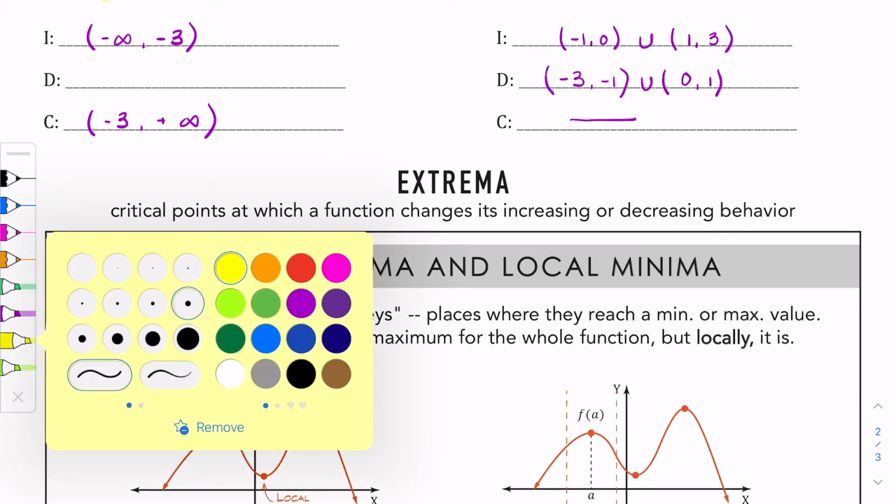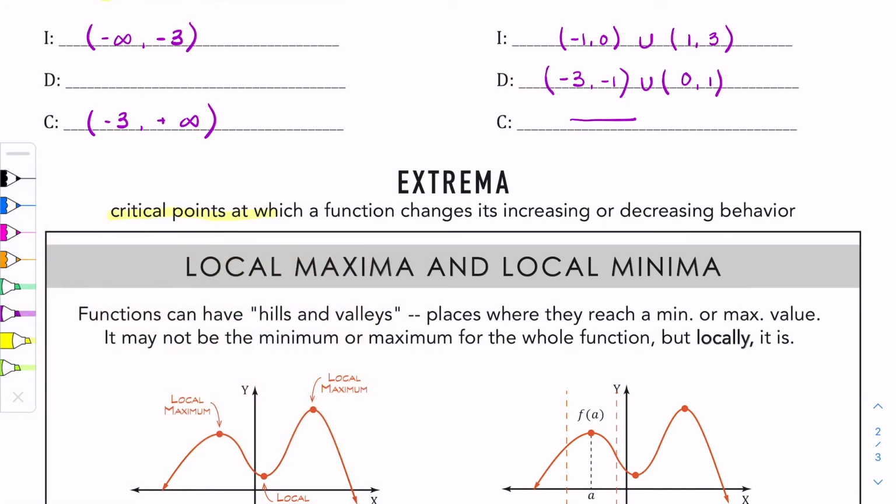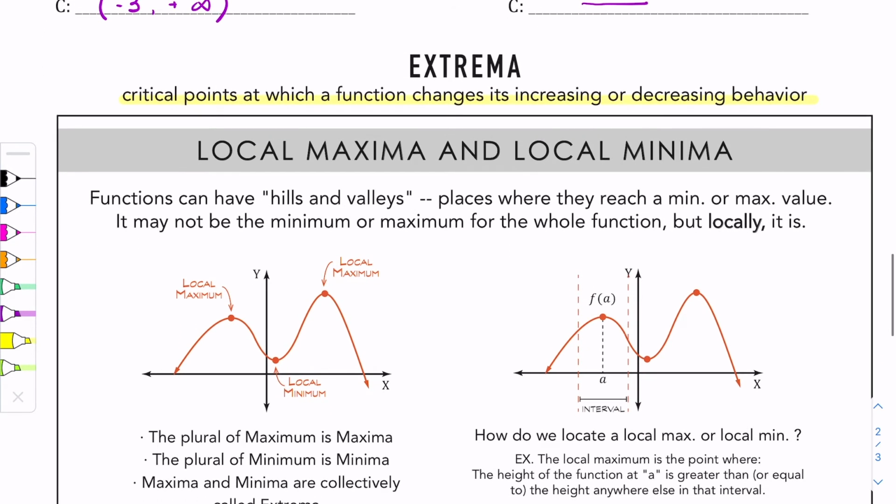Next, we're going to talk about extrema, which are critical points at which a function changes its increasing or decreasing behavior. That means it changes direction in the coordinate plane. So we're specifically going to call this local maxima and local minima, and those are both plural because you can have multiples on each graph. So functions can have hills and valleys, or places where they reach a minimum or maximum value. It may not be the minimum or maximum for the whole function, but it locally is going to be either one.